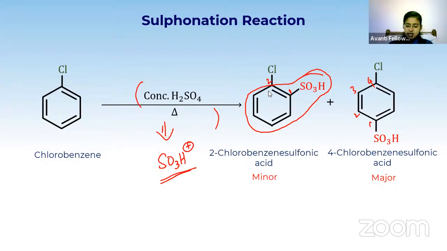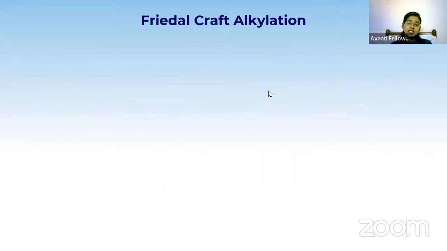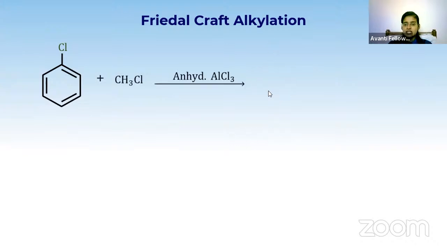Then the fourth reaction is Friedel-Crafts alkylation reaction. So here you have to take the chlorobenzene and treat it with the Friedel-Crafts reagent. So who is the Friedel-Crafts alkylating reagent? It will be CH3Cl and anhydrous AlCl3. CH3Cl is the alkyl part, alkyl halide. So CH3Cl is treated with anhydrous AlCl3. So from this alkylating agent, the electrophile that is being generated will be CH3 plus.